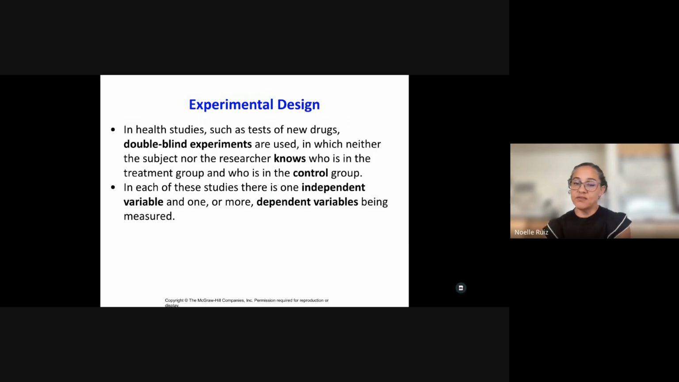In each of these studies, there is one independent variable and one or more dependent variables being measured. And I know you went over these variables a little bit more because most of you already took biology, or you should have.